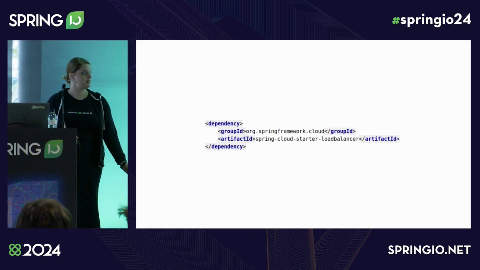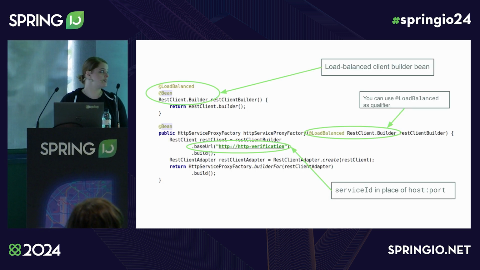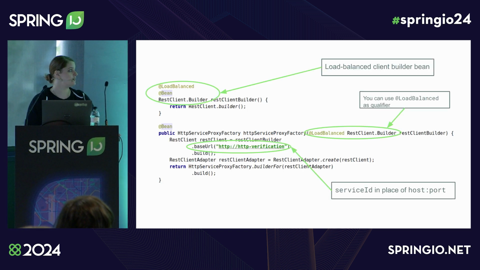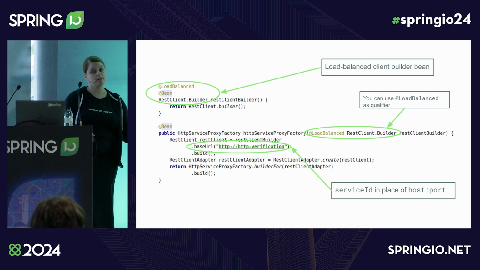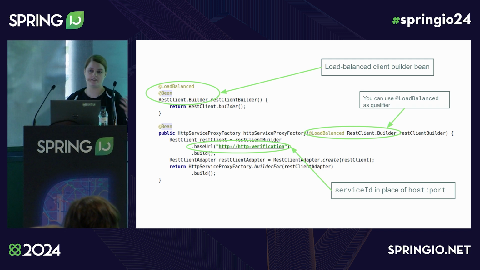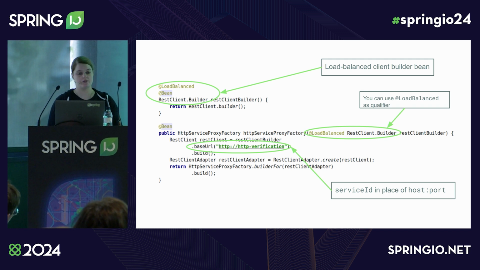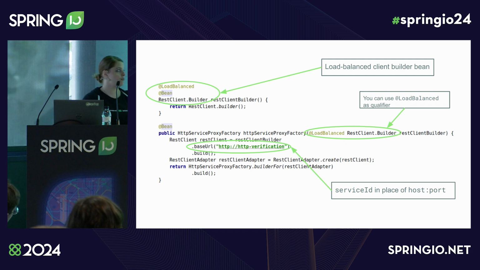So we just add Spring Cloud Starter Load Balancer. And that's basically most of it. The only other thing we need to do is make sure that whichever HTTP client we are passing to it is load balanced. And to ensure that it is, we just annotate it. When we create the bean, we annotate that bean with @LoadBalanced.